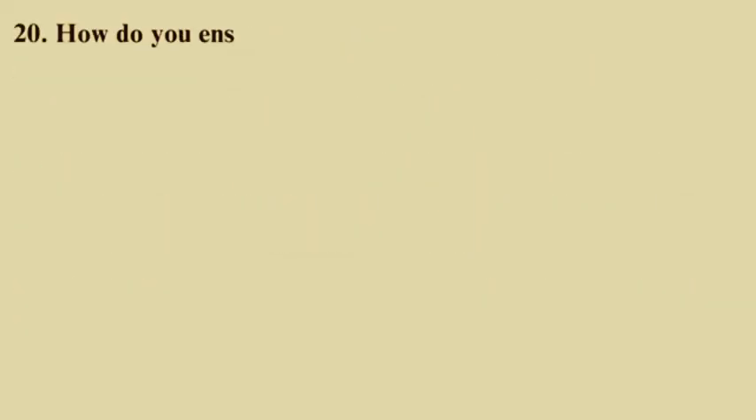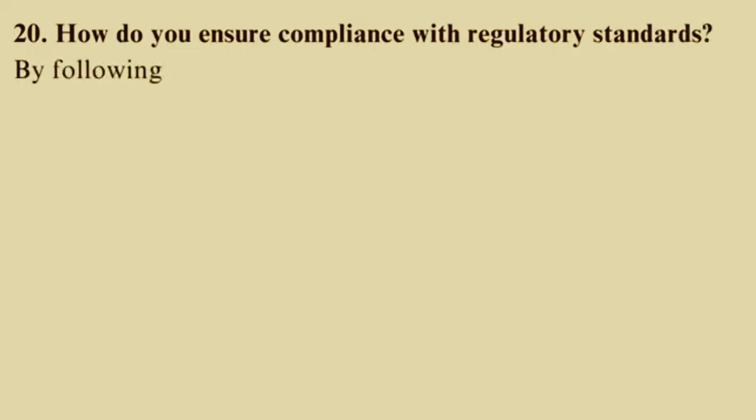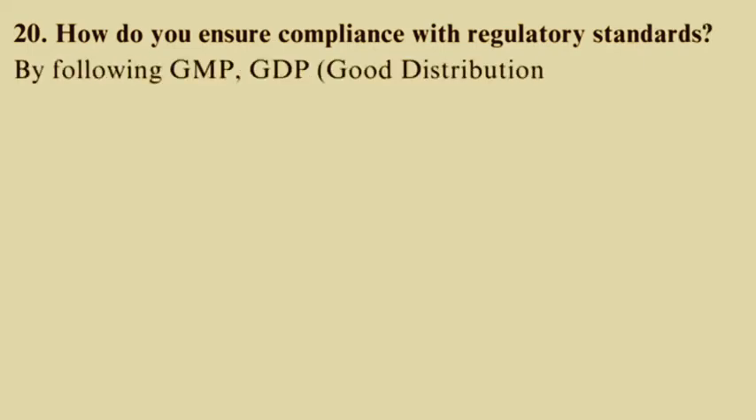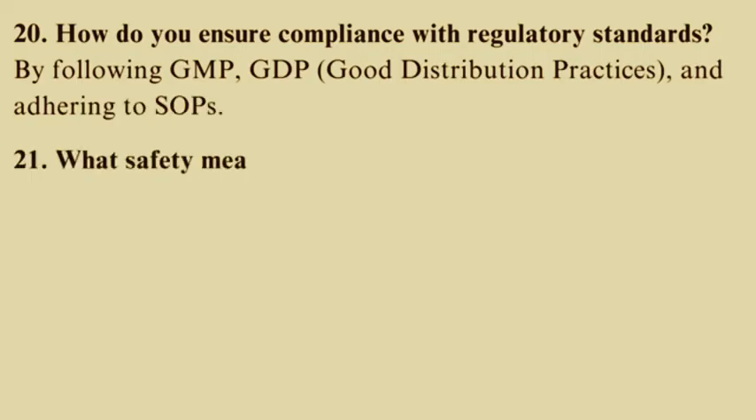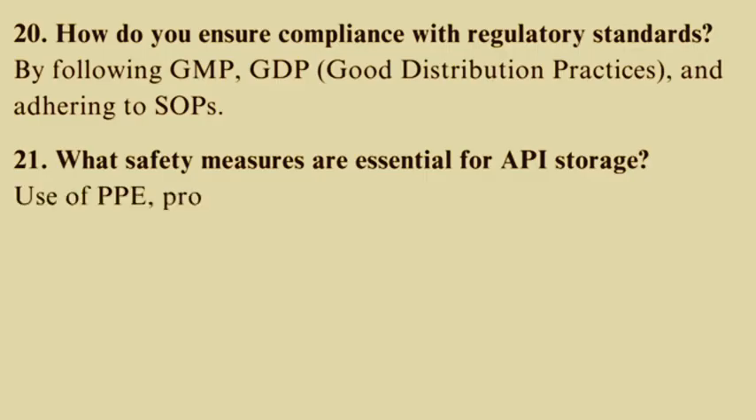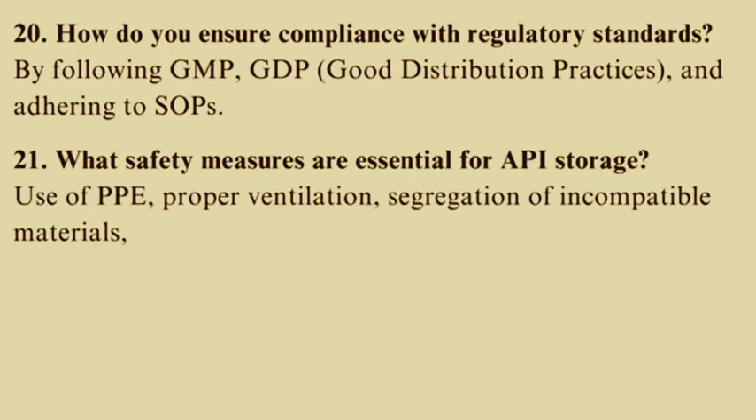How do you ensure compliance with regulatory standards? By following GMP, GDP, good distribution practices, and adhering to SOPs. What safety measures are essential for API storage? Use of PPE, proper ventilation, segregation of incompatible materials, and spill management protocols.